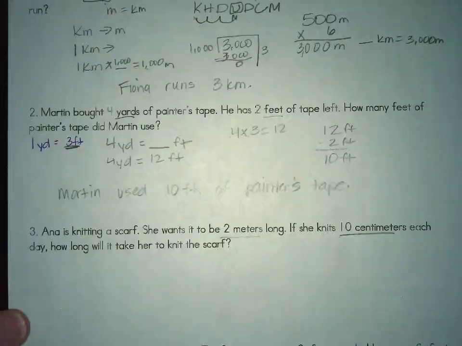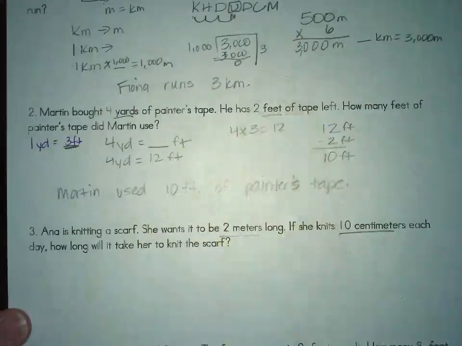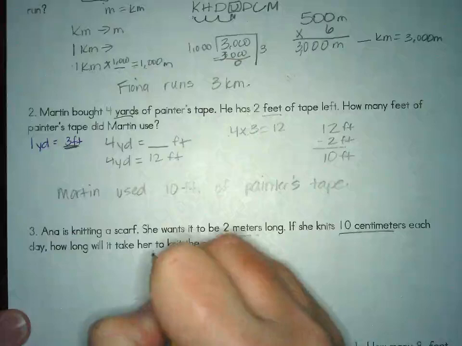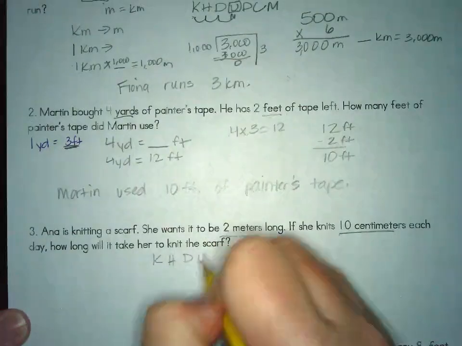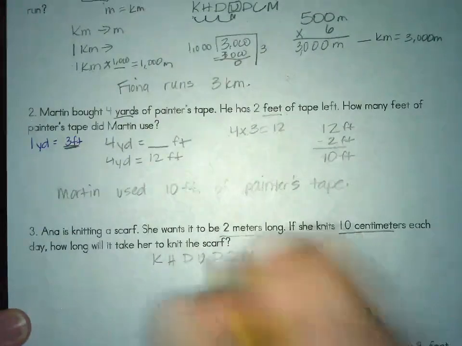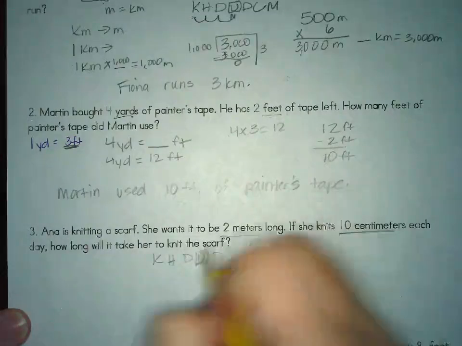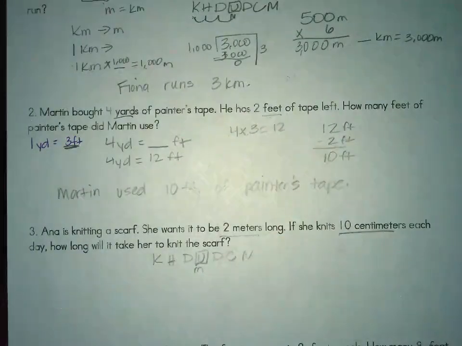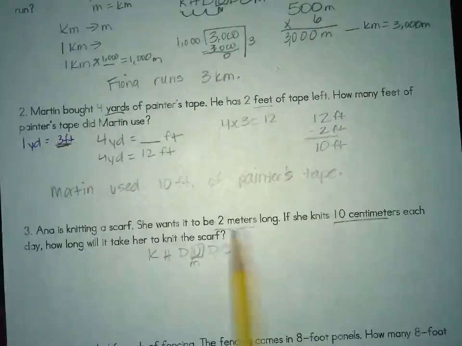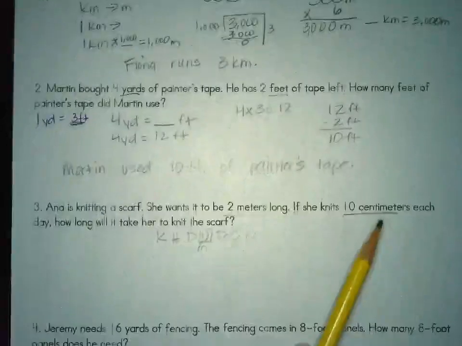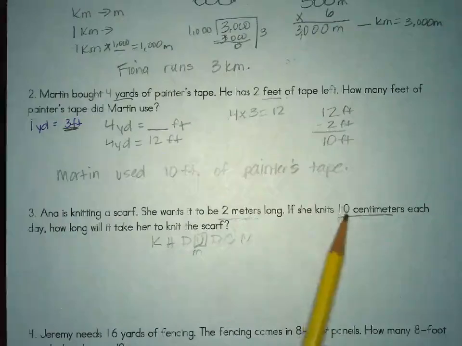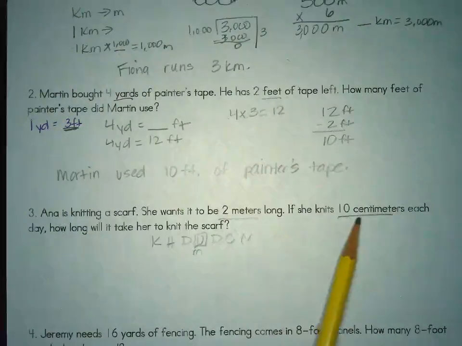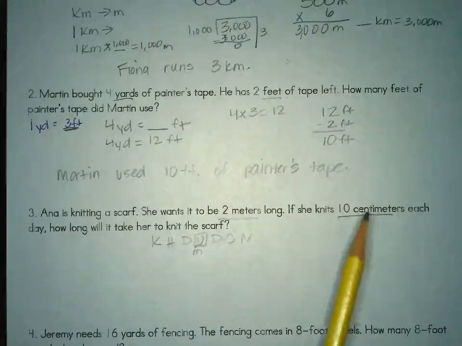So we're going back to the metric system, all right? So I'm going to write my acronym. King Henry doesn't usually drink chocolate milk. And my unit is meters, okay? So I have to figure out, if she wants it to be 2 meters long, I have to figure out how many days it's going to take her to knit if she only knits 10 centimeters each day.